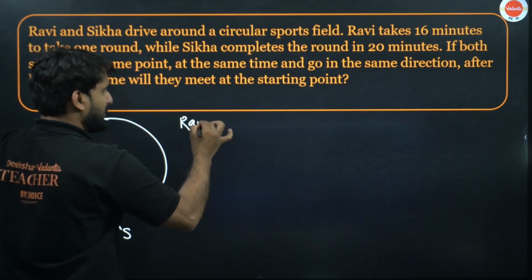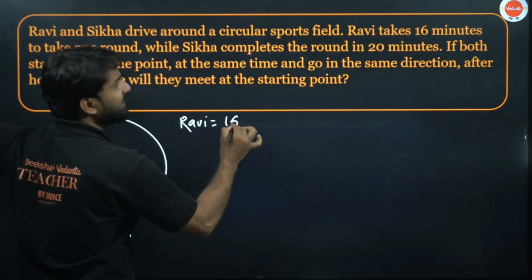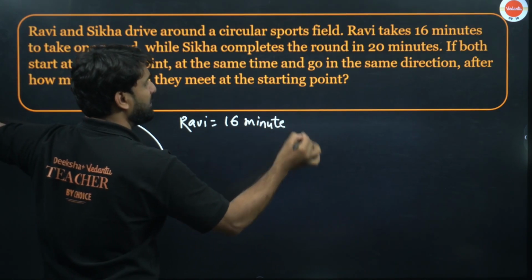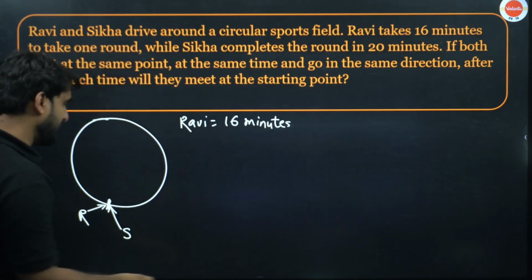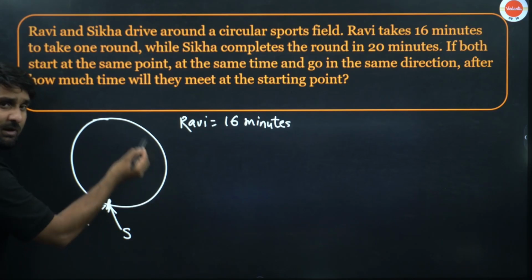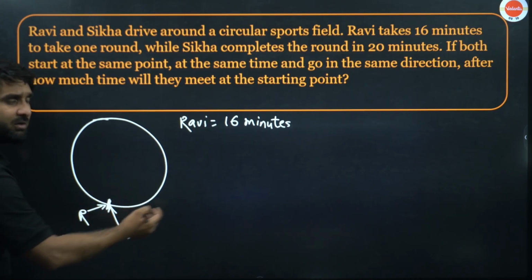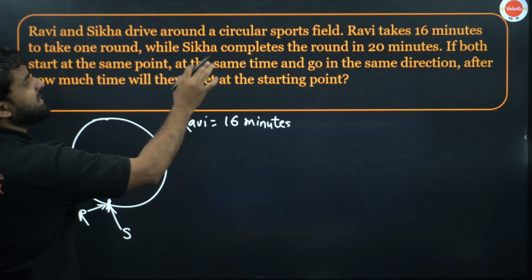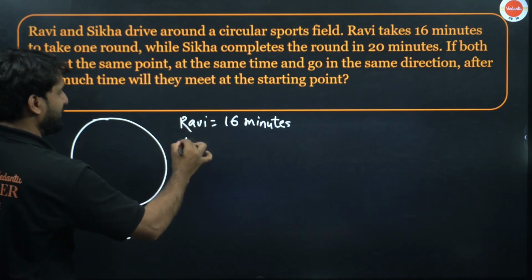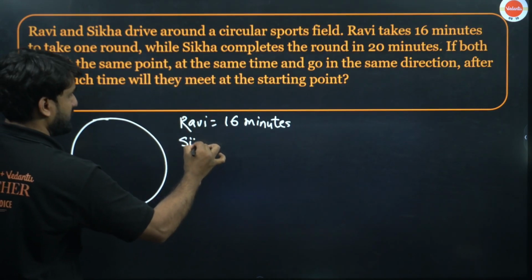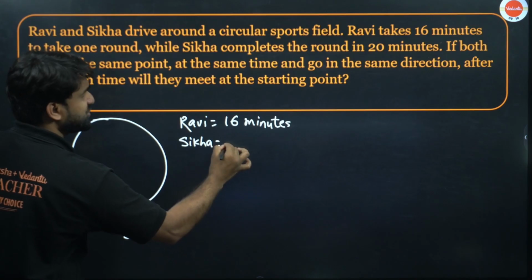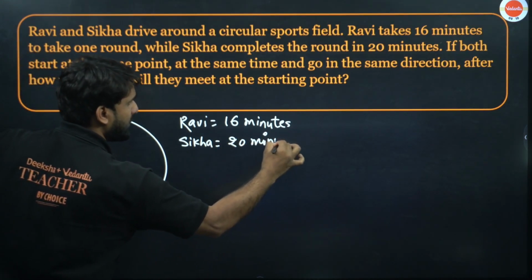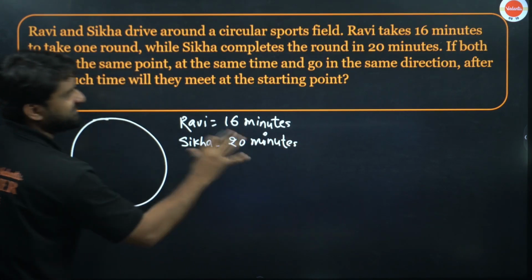Ravi is taking how much time? 16 minutes to take one complete round. Ravi is starting from here and in completing one round, he is taking 16 minutes, while Shikha completes the round in 20 minutes. Okay, this is the scenario.